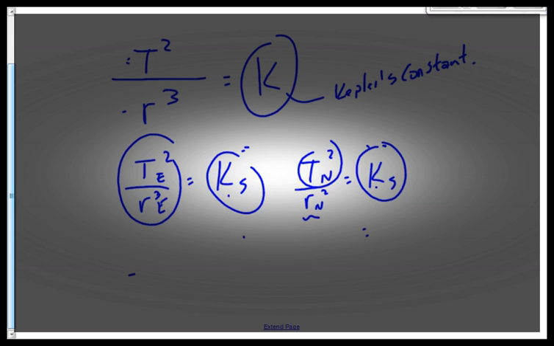The good news is we're not going to have to do any calculations with Kepler's law here. You're just going to have to know the idea that essentially data for one planet can get you information about another planet by deduction. Okay?